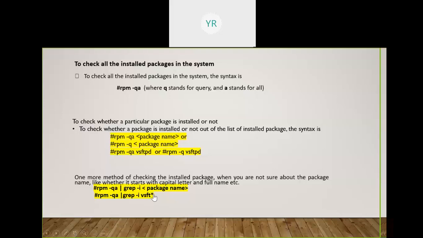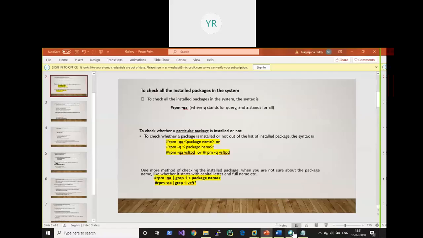Star means, it is a wildcard: the words that start with vsftpd. Star means everything after that, so every package that starts with vsftpd will be shown. We'll practice it right now, then only you will understand it clearly.